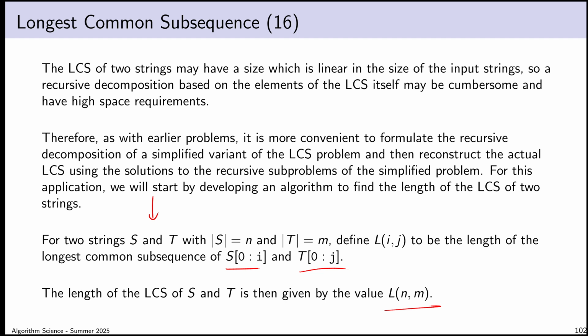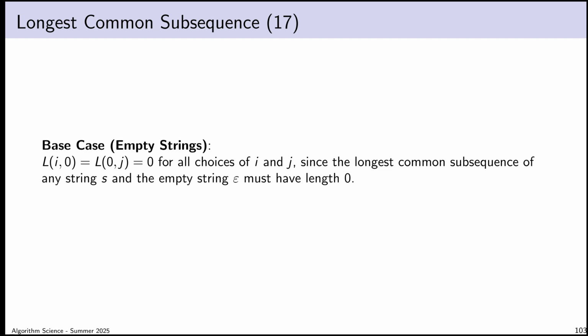As before, I will also observe this sort of indexing snarl, which is that because L of ij is the length of the LCS of S up to but not including character i, and T up to but not including character j, that means the last character of this string is actually index i minus 1, and the last character of this is index j minus 1. So you'll notice minus 1s showing up in strange places later for that reason, because of the offset created by zero-based indexing.